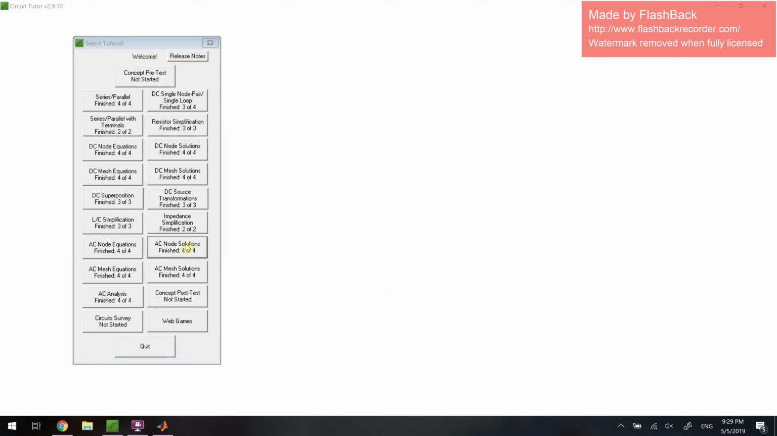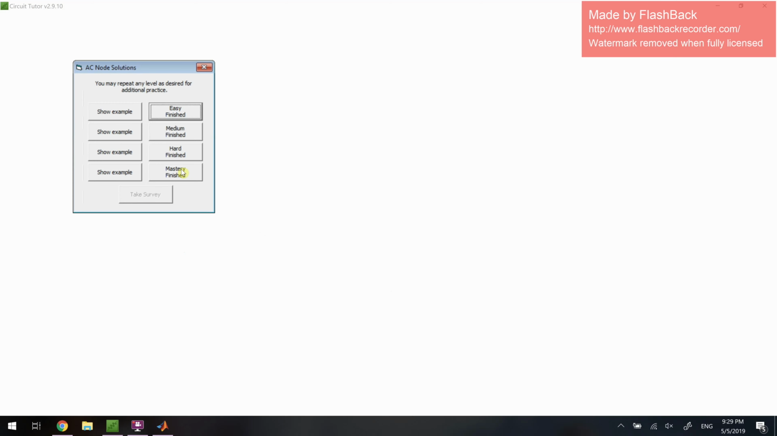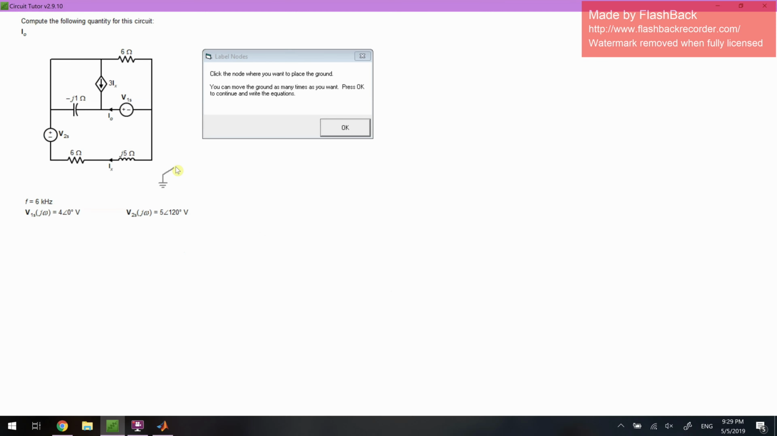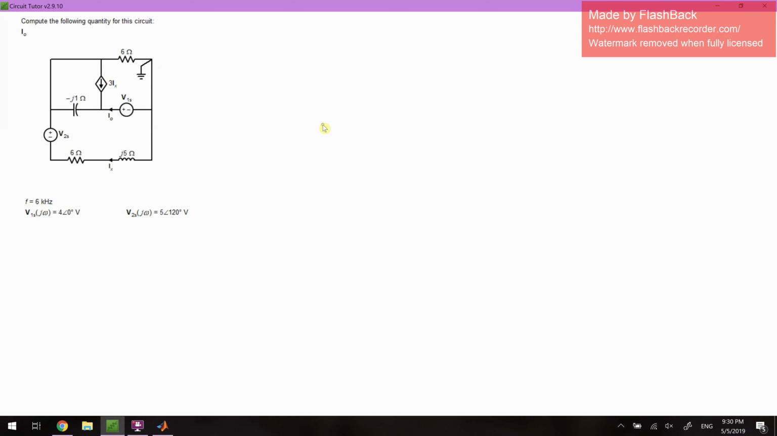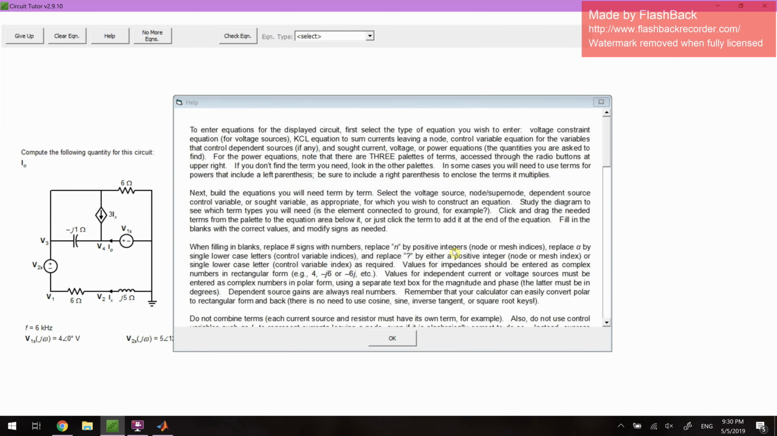This is a tutorial for the AC Node Solutions tutorial in Circuit Tutor. I'm going to do a mastery level problem in hopes that this will address any bugs or complications you could run into in another level. So the first thing we're prompted to do is pick a ground node. I've arbitrarily selected this one. You can pick whichever suits your fancy.